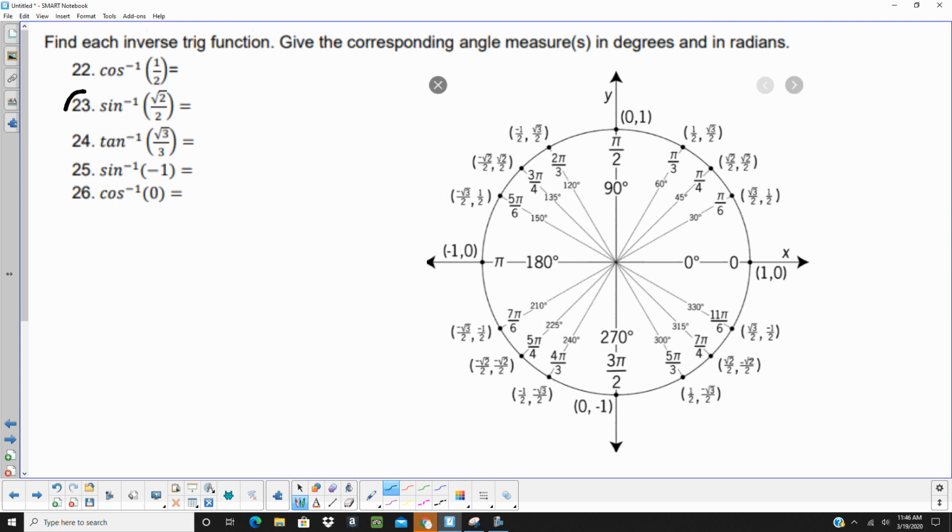So on number 23, they're asking what angle measurement gives a sine value of radical 2 over 2. Well, that's where we look at our y-coordinate, and that is going to happen right here at 45 degrees, pi over 4, and at 3 pi over 4, or 135 degrees.